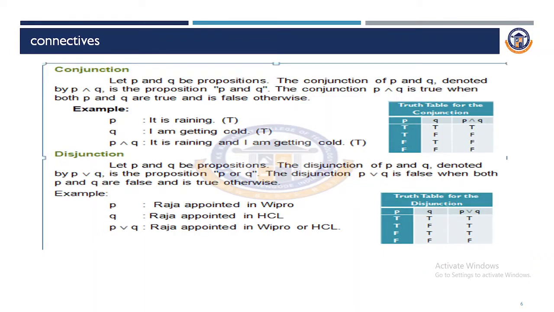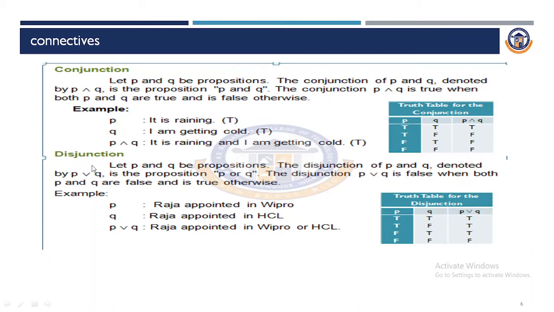Next one, conjunction. Let P and Q be propositions. Then conjunction of P and Q is also a proposition which is denoted by P and Q. And it is read as P and Q. Right? The truth value is both true means true, otherwise false. For example, it is raining denoted by P. Q denotes I am getting cold. Right? What is the conjunction of these two statements, P and Q? That is, it is raining and I am getting cold.